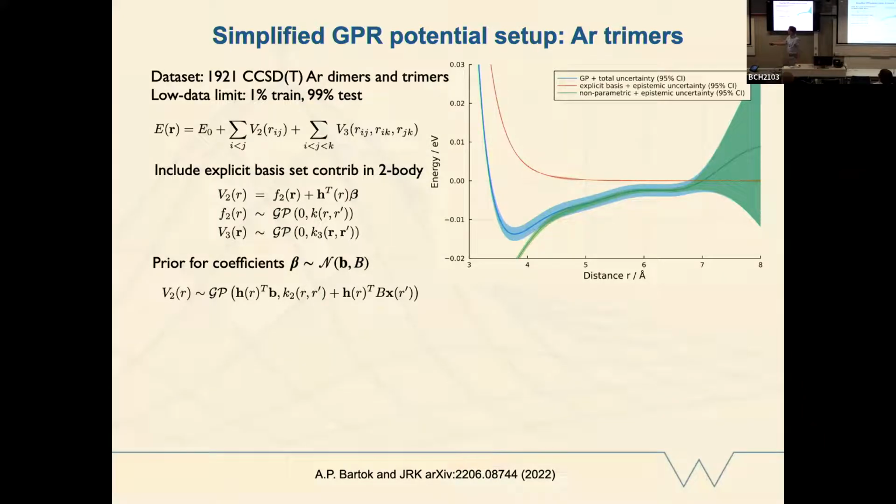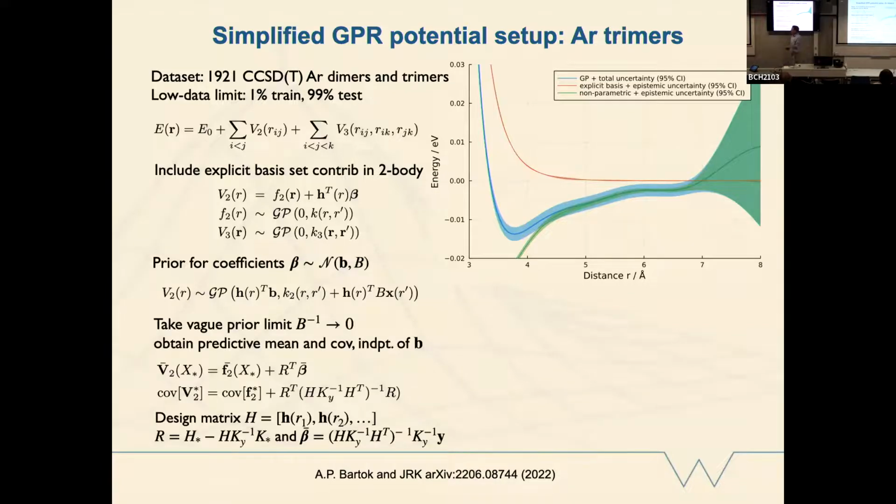Here we get some mean that depends on the weights, and also a contribution to the uncertainty arising from the variance on the basis function. That's what's shown in this picture up here. This is the explicit basis. It's a relatively small contribution to the uncertainty in this case, whereas most of the uncertainty stems from long distances in the non-parametric part. So the blue has two contributions.